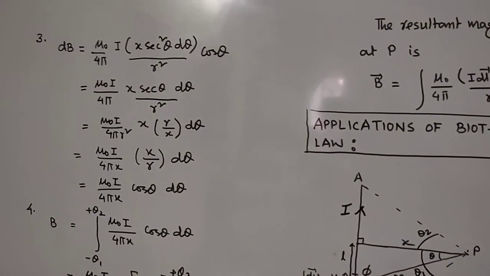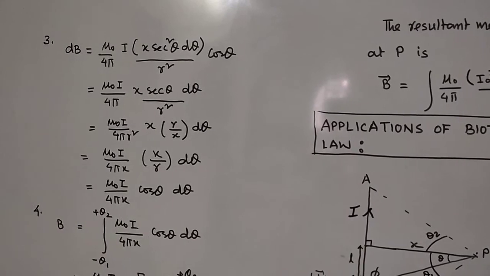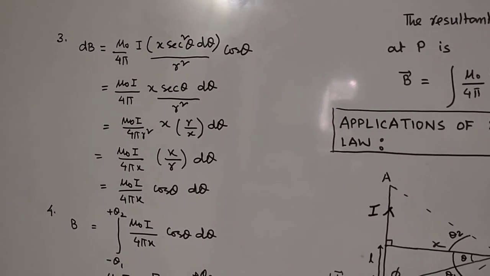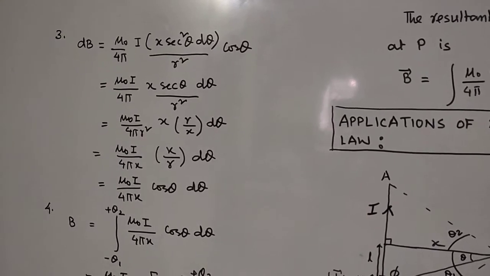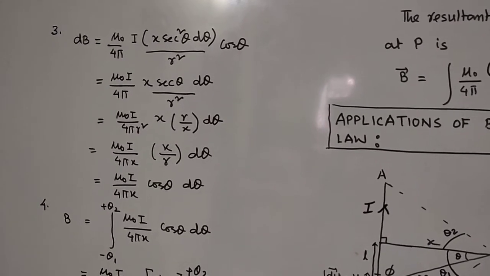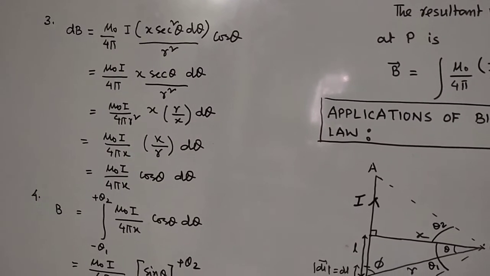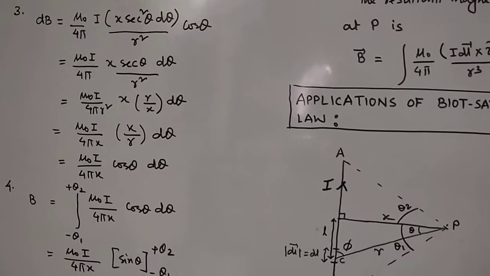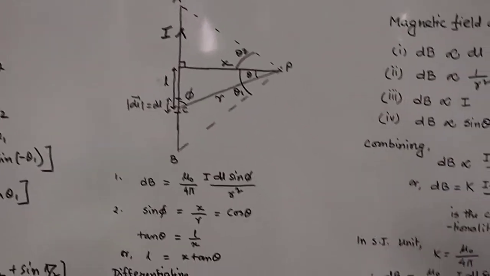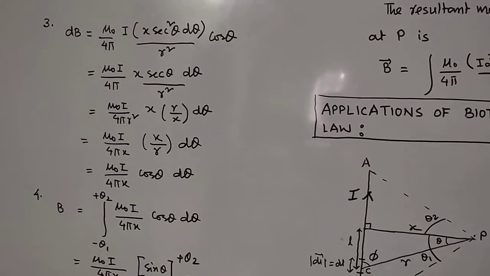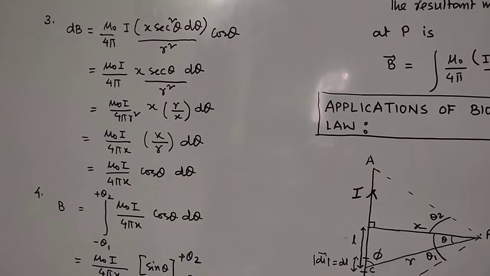So r by x we have substituted, d theta. So x goes off, r goes off. So we'll simplify by multiplying and dividing by x. So mu naught I by 4 pi x, x by r d theta. So mu naught I by 4 pi x, x by r is your cos theta. So mu naught I by 4 pi x cos theta d theta.